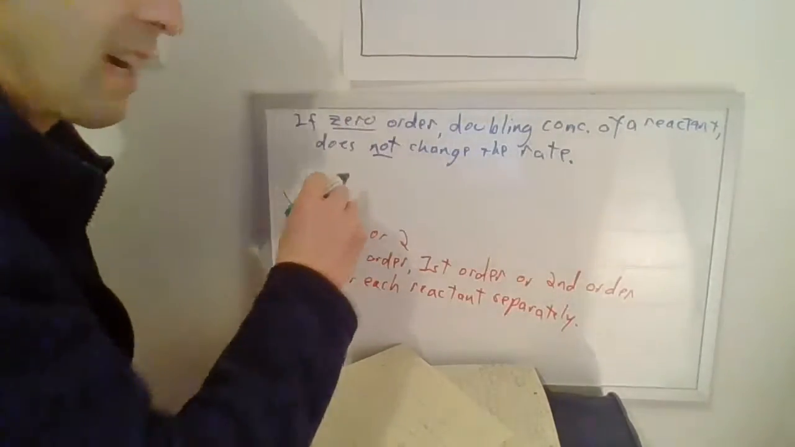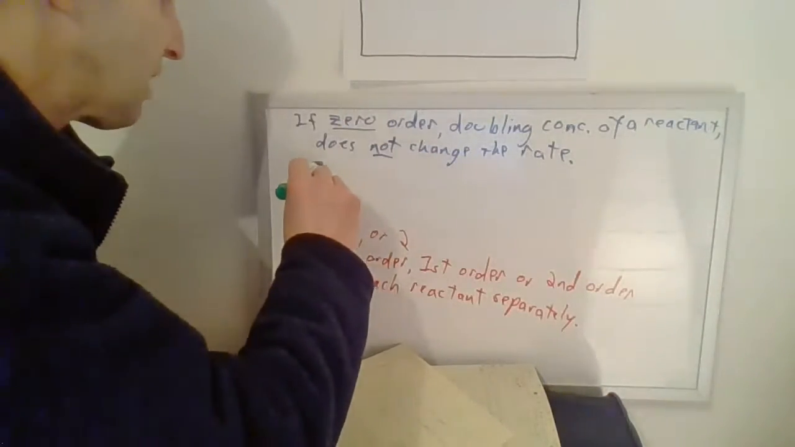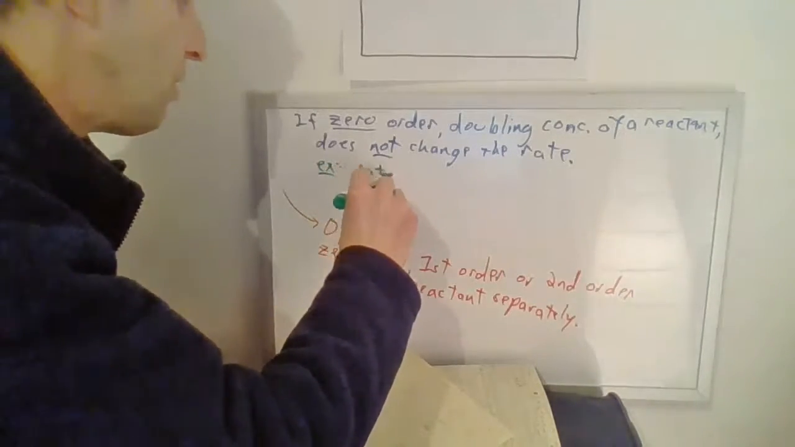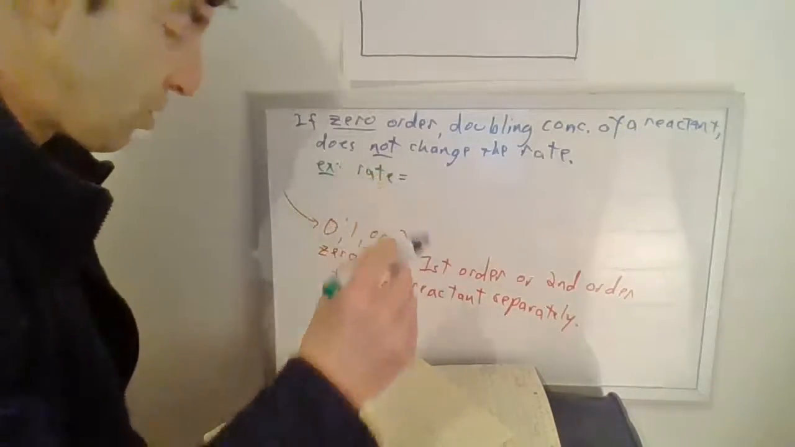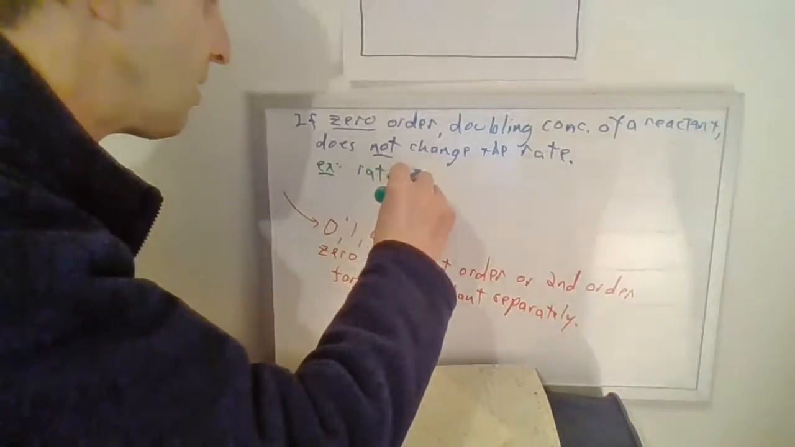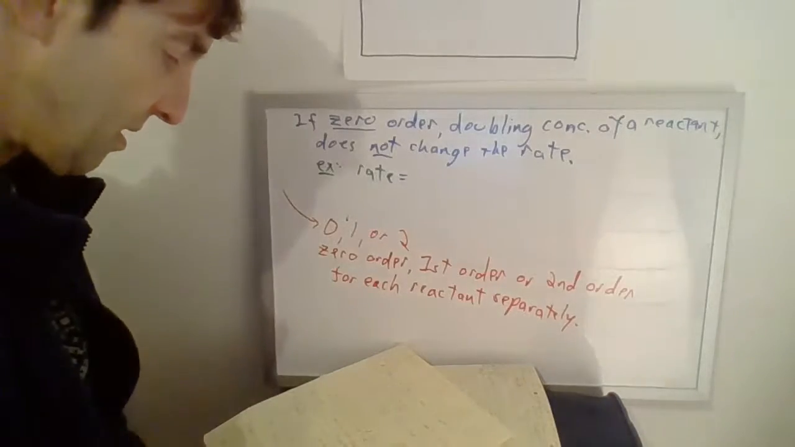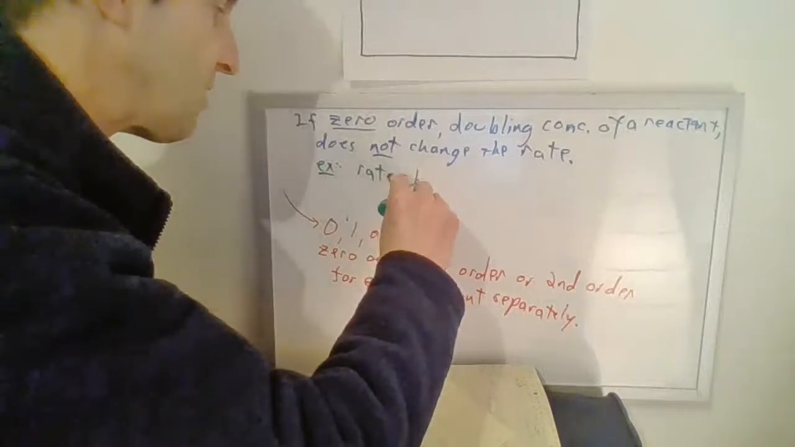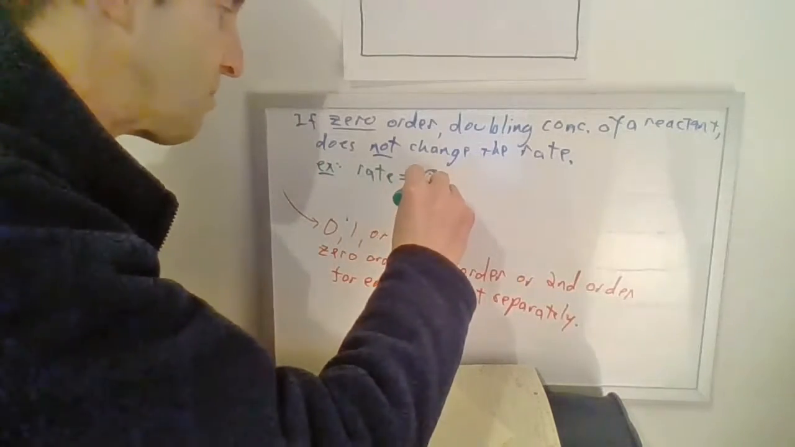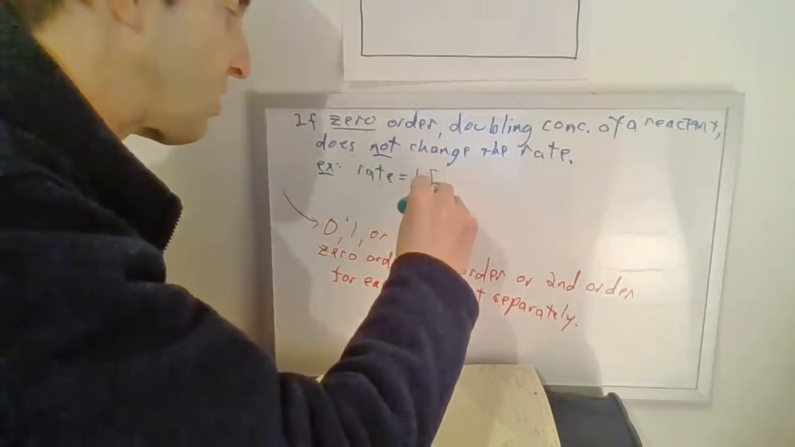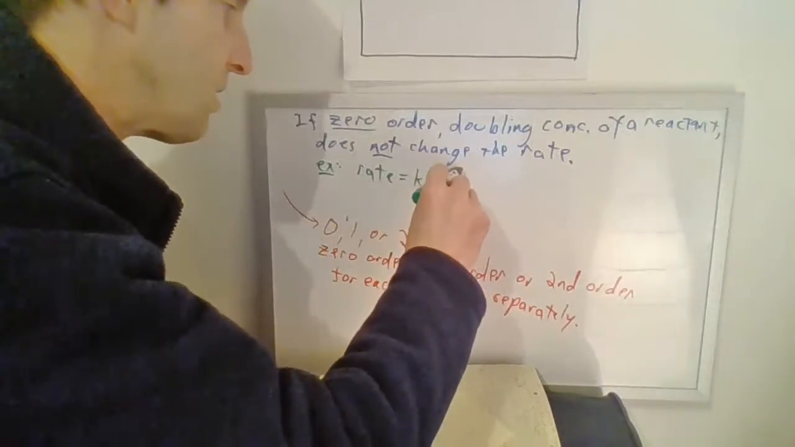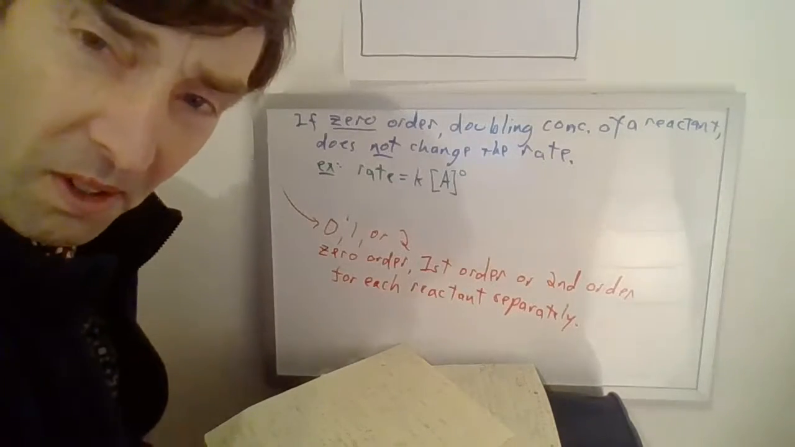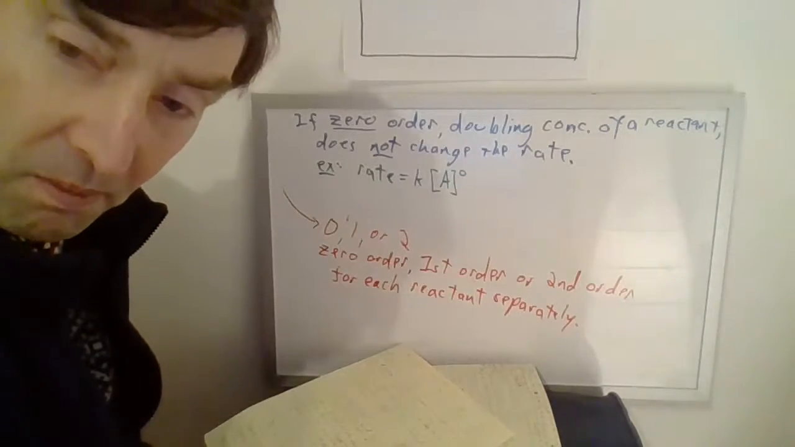Okay, so the order is more or less a power. So it looks like this. For example, the rate would equal some sort of rate constant, we haven't talked about that yet, times the chemical, let's call it A, to the 0 power. So the order ends up being a power.